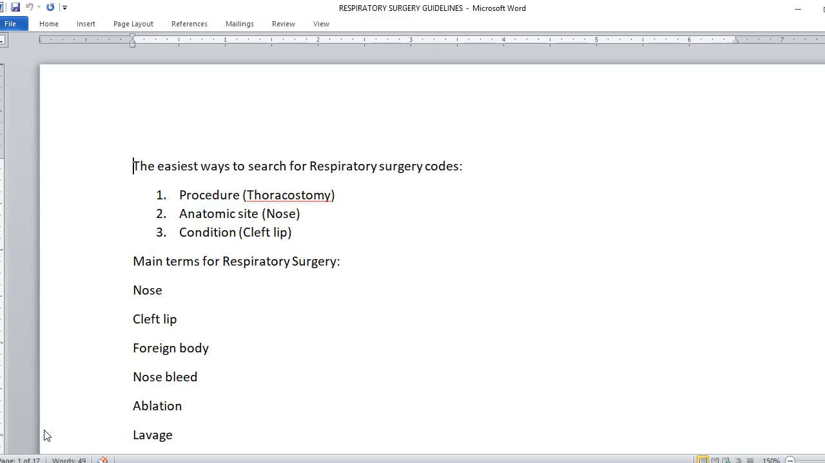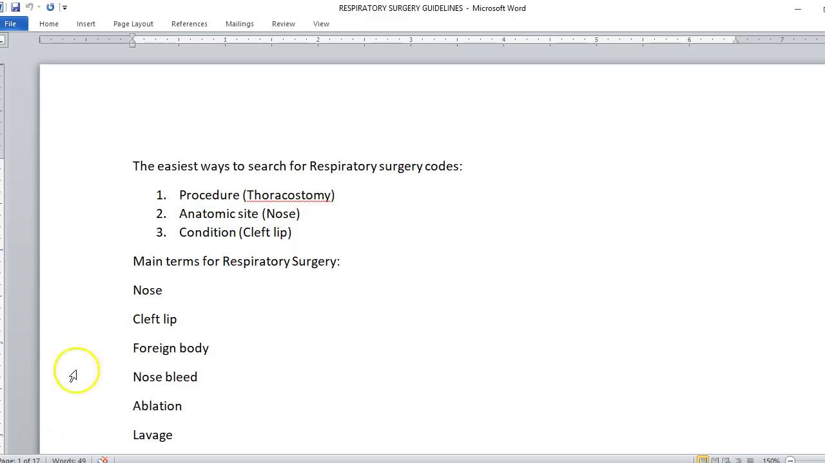An anatomic site, so we can look at the nose, we can look up lung, we can look up sinus, we can look up larynx, we can look up epiglottis. Or the condition. There are some condition codes, such as cleft lip. You can look up cleft lip instead of looking up repair cleft lip.